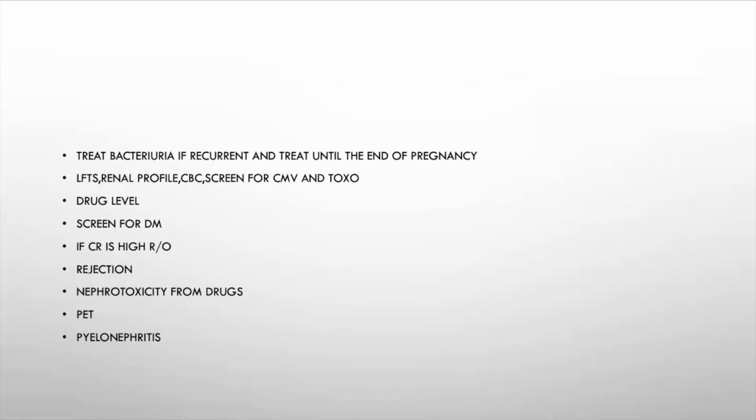So in those patients, you have to treat bacteriuria if recurrent and treat until the end of pregnancy. You have to do liver function, renal profile, CBC, screen for cytomegalovirus and toxoplasmosis and all the TORCH infections. You have to do a drug level. You have to screen for diabetes. If the creatinine is high, you have to rule out a rejection. You have to rule out nephrotoxicity from drugs. You have to rule out preeclampsia and pyelonephritis.